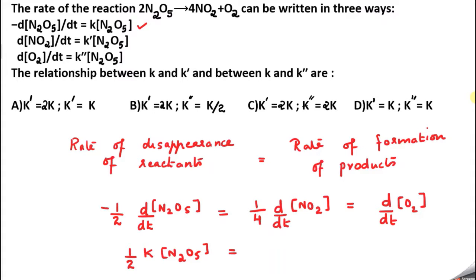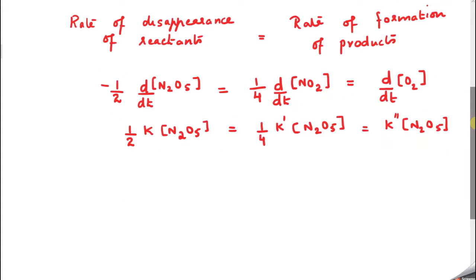Now similarly, I can write d by dt of NO2. How can I write? I can write 1 by 4 k dash N2O5. This is from which equation? From the second equation, correct. Now from the third one, I can write d by dt of O2 is equal to k double dash N2O5, correct. Now if you compare the three, N2O5 is a common factor, so I can cancel it off. So this is getting cancelled from everywhere.